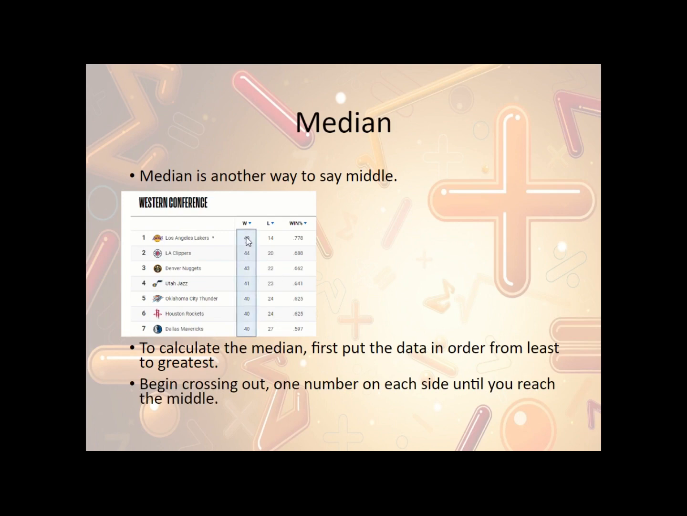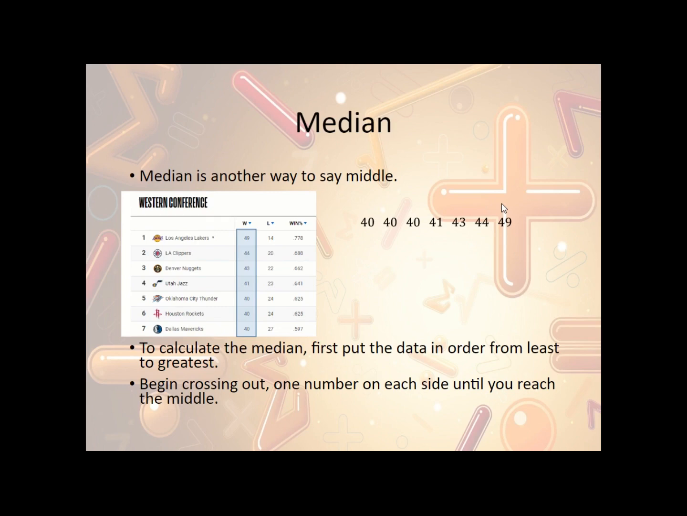So we take our win totals here, and we're going to arrange them from least to greatest. They're already in order, just from greatest to least, so we just flip them. So it goes 40, 40, 40, 41, 43, 44, 49. So we took our numbers and put them in order from least to greatest. Then we start crossing out one on each side.